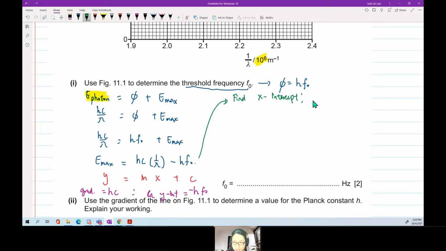You want to find the x-intercept, you will let the y-axis be 0. Right? So let Emax, the y-axis, be 0. So if y-axis is 0, 0 is equal to hc times 1 over lambda minus hf0. The h and h can cancel, right? Because I divide everything by h. Okay, I'll carry this over. f0 is equal to c times 1 over lambda.